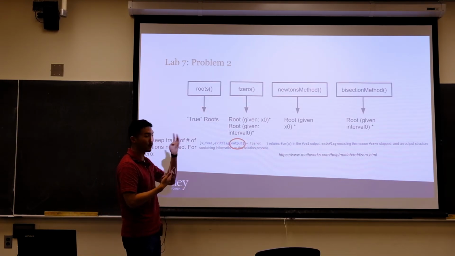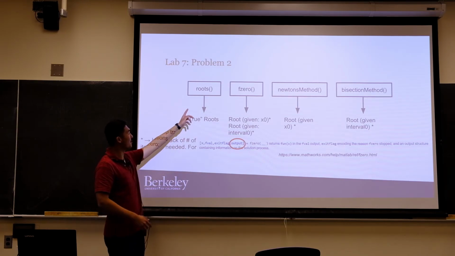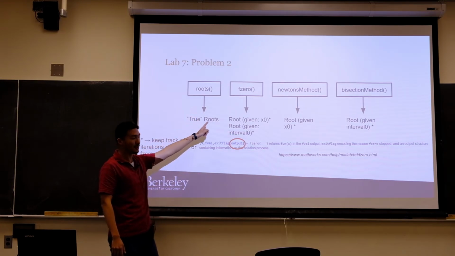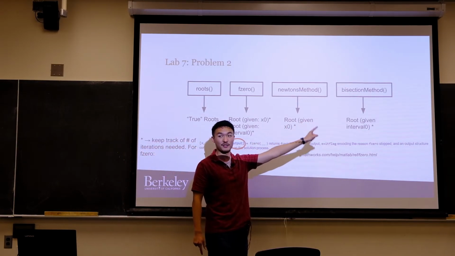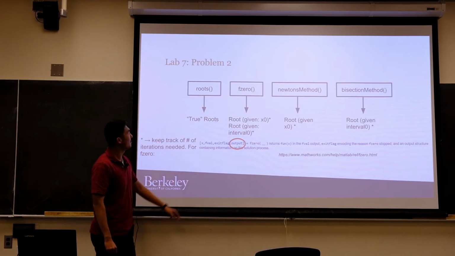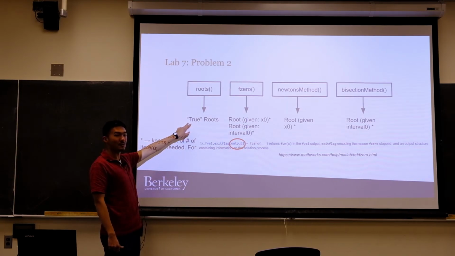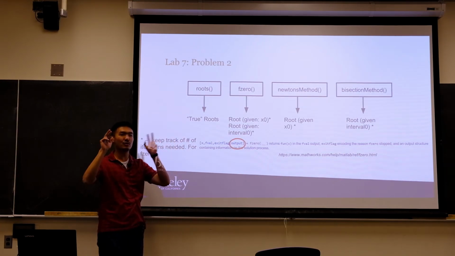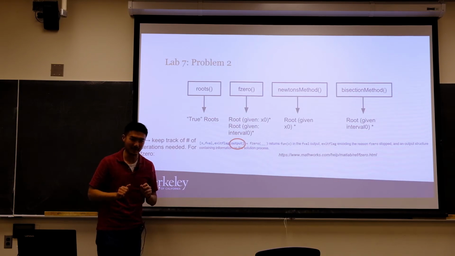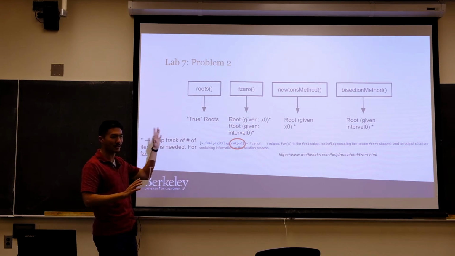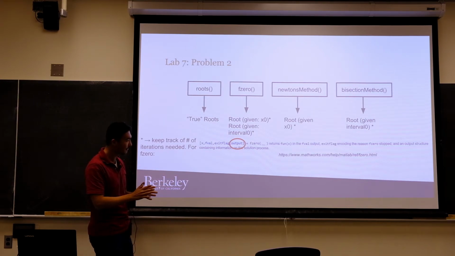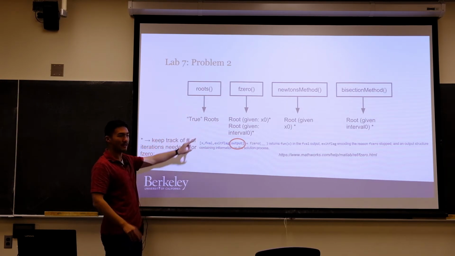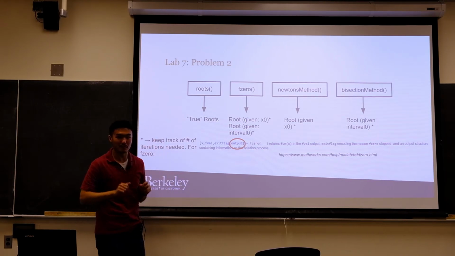Essentially, you're going to use 4 functions for this problem. You're going to use the MATLAB roots function, you're going to use the MATLAB fzero function, and you're going to play around with your 2 functions too, okay? So roots, you're going to use roots to find the so-called true roots of the polynomial that you're given. You're only going to play around with polynomials in this function in this problem.